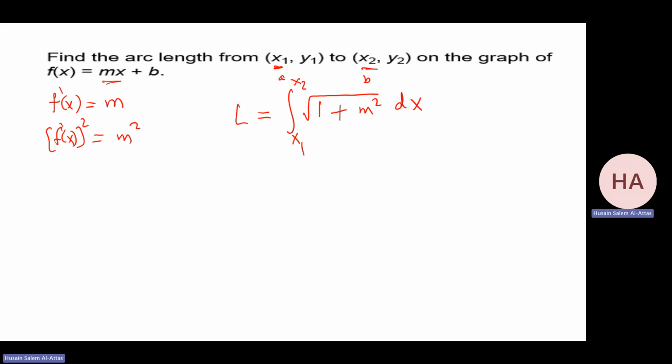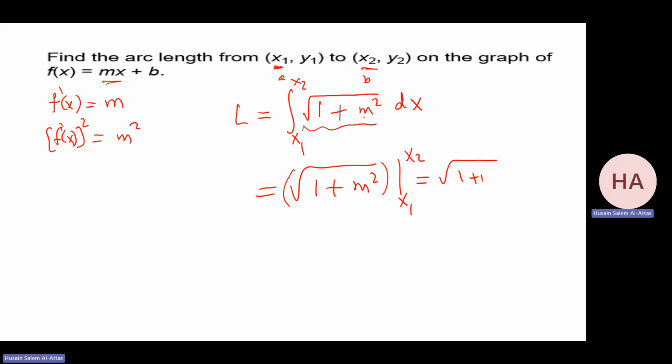Okay. I need to find this integral. It's just a number, huh? So that will be what? The square root of 1 plus m squared. Since m is a number, all of this is a number. From x1 to x2. That's very clear. So it's the square root of 1 plus m squared times x2 minus x1.